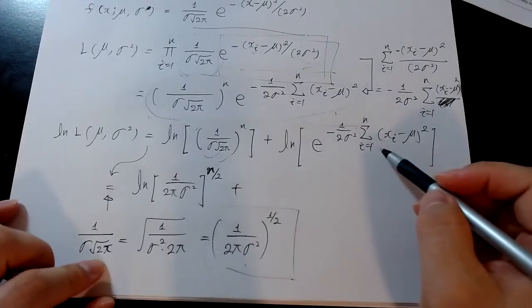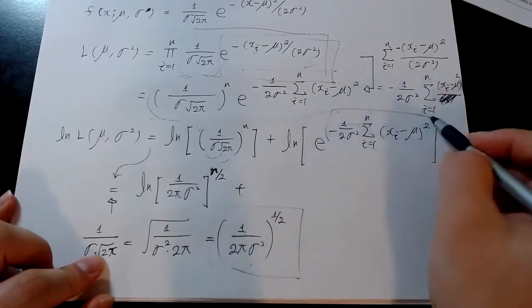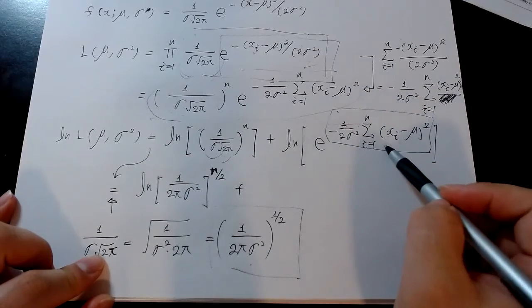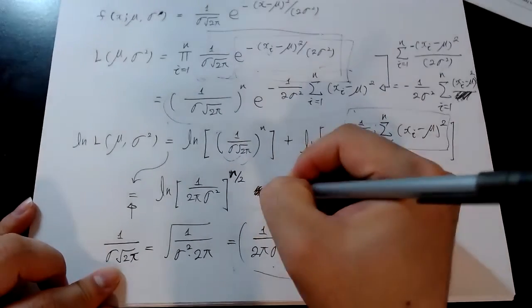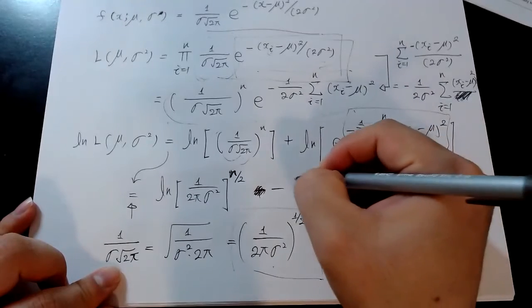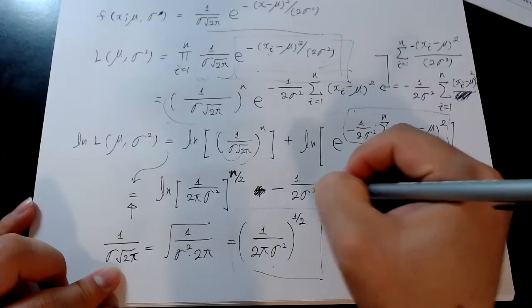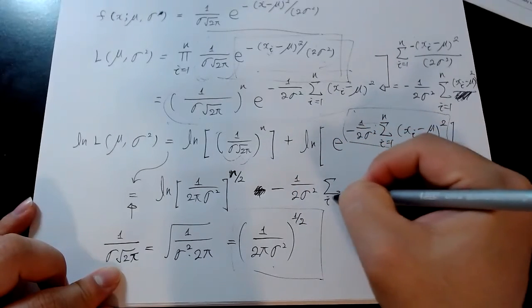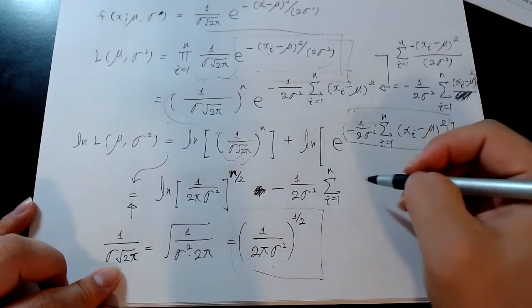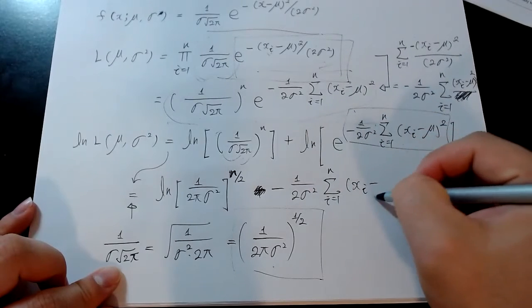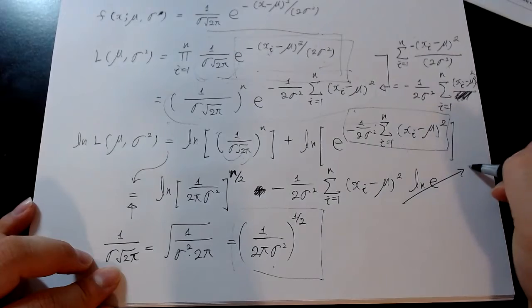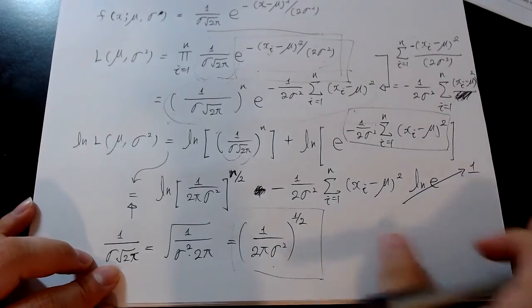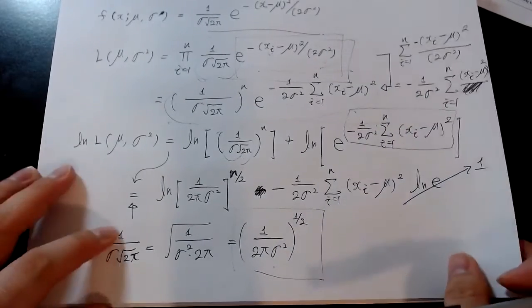So let's look at this. We can bring that exponent out of the natural log. Okay, so we got, should not be plus, right? Not plus, but minus 1 over 2 sigma square, and then summation i equals 1 through n, x_i minus mu squared, and then natural log e. But we know that natural log e is 1. Okay, so it's a little complicated, right? So listen carefully.